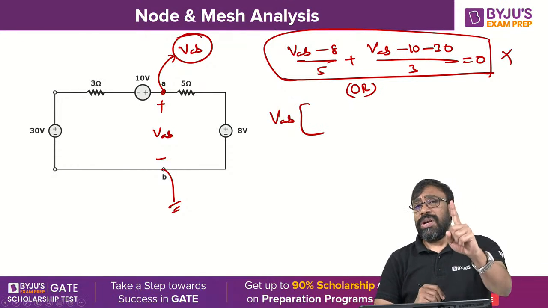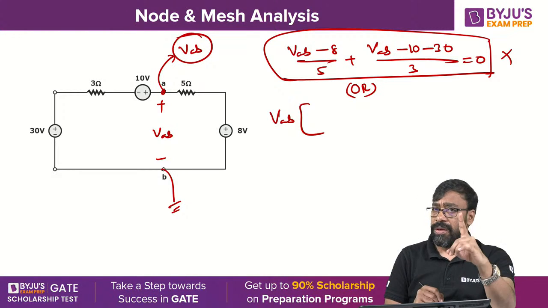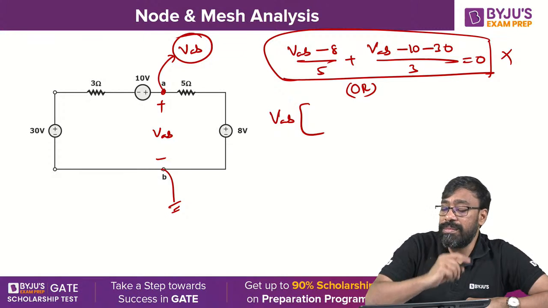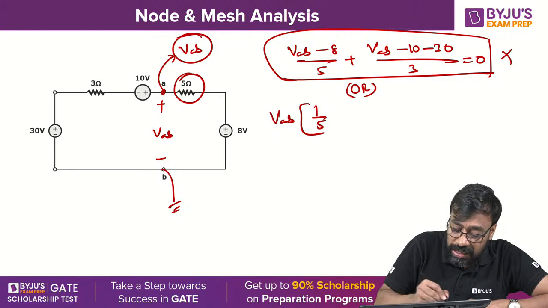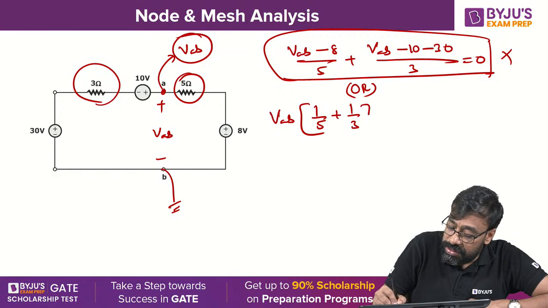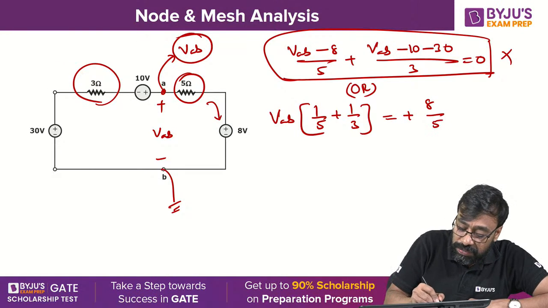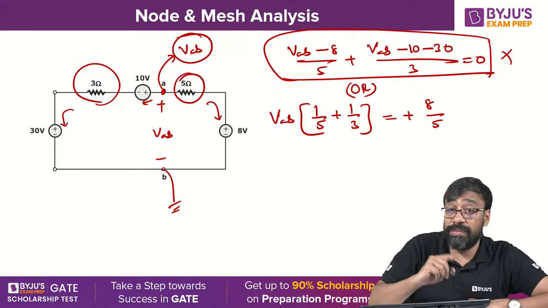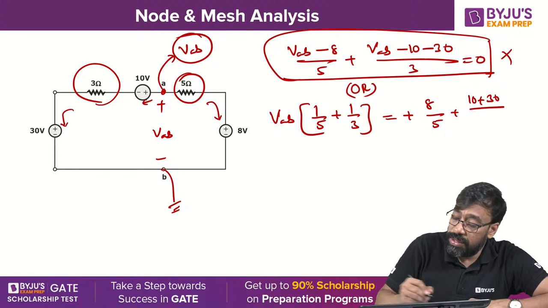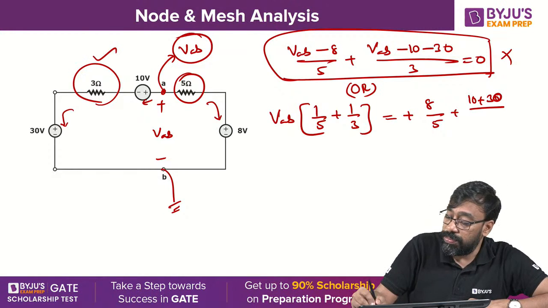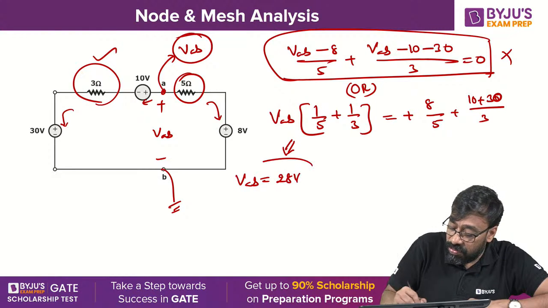VAB off. There is only one variable, 1 by 1 matrix; 2 variables, 2 by 2 matrix; 3 variables, 3 by 3 matrix you will get. Following all of you, okay? One variable, only 1 by 1 matrix. So VAB off, this is 1 by 5, okay? And then 1 by 3 is equal to, touching positive sign first, plus 8 by 5. Touching positive sign first here, touching again positive sign first here. Take both the voltage source values. So 10 plus 30 by this 3 ohm. So solve it. I'm sure that you will be getting here VAB is equal directly 28 volts.